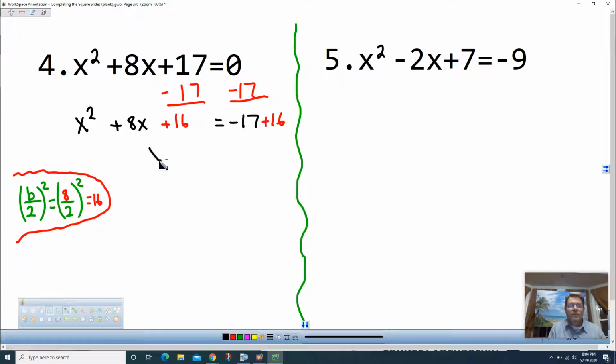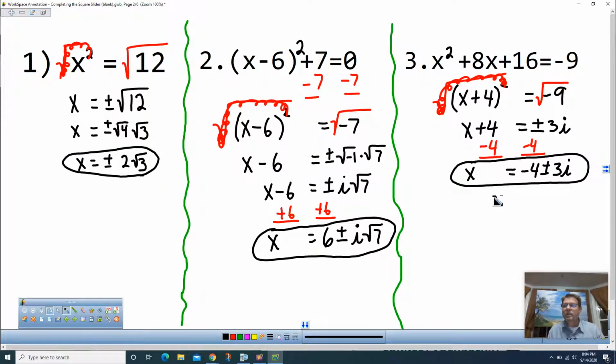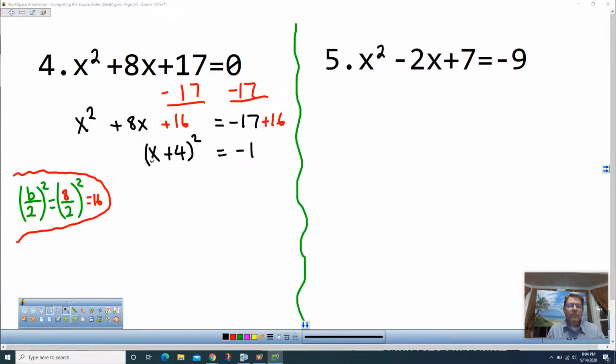So now we can say this is (x + 4)² = -1. So number 4 is almost like we did for number 3 here, okay? When we had that 16, this is what we did. So it's going to be very similar steps. Okay, so we're ready to take the square root of both sides to get rid of the square.